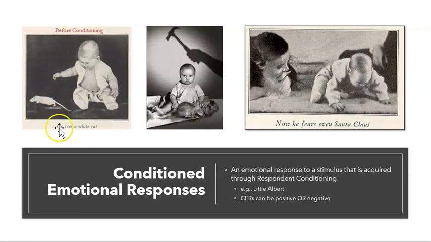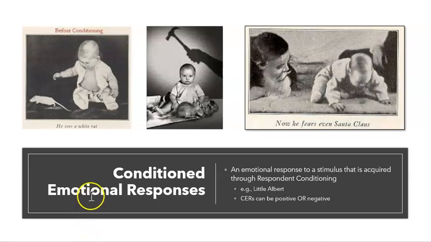But then, during conditioning, the researchers paired seeing a white rat, really any rat, but usually a white rat, with the slamming of a hammer on metal, which causes a very loud, startling noise. I live next to construction. I hear hammers on metal all the time. It's very loud. It's very annoying, especially at 7 a.m. But imagine you're a young baby who hasn't heard that before. It's going to be very startling, very scary. They're going to cry. They're going to have a negative response. They're going to try to get away.